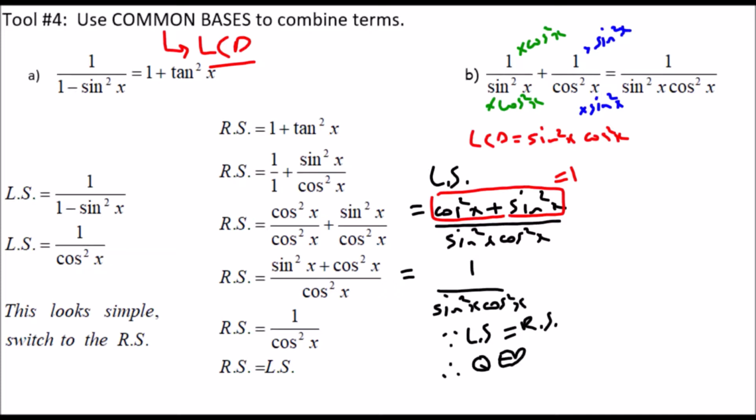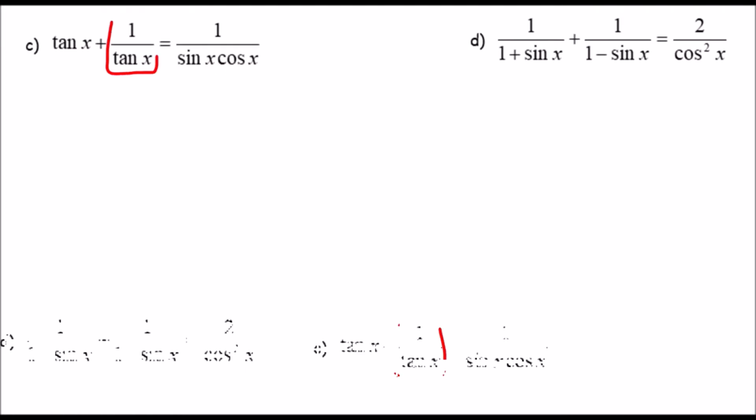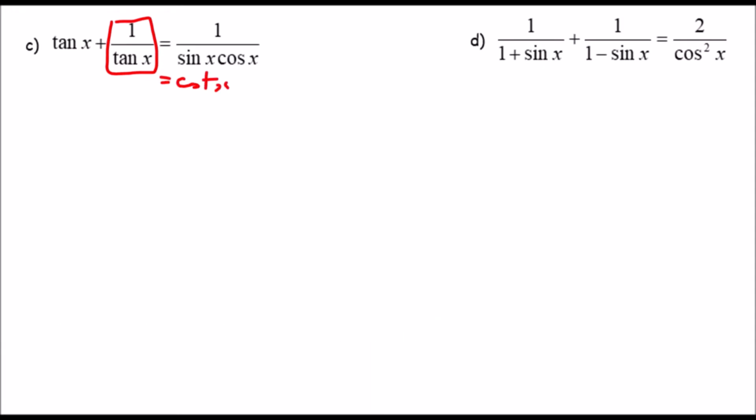Let's go to part C and D. Here's the next one. Alright, so not much I can do with the right side here, but the left side is definitely going to tackle. And the first thing I'm going to do is change everything to sine and cos. So before I even do that though, folks, I know that this guy here is really equal to cotangent x.